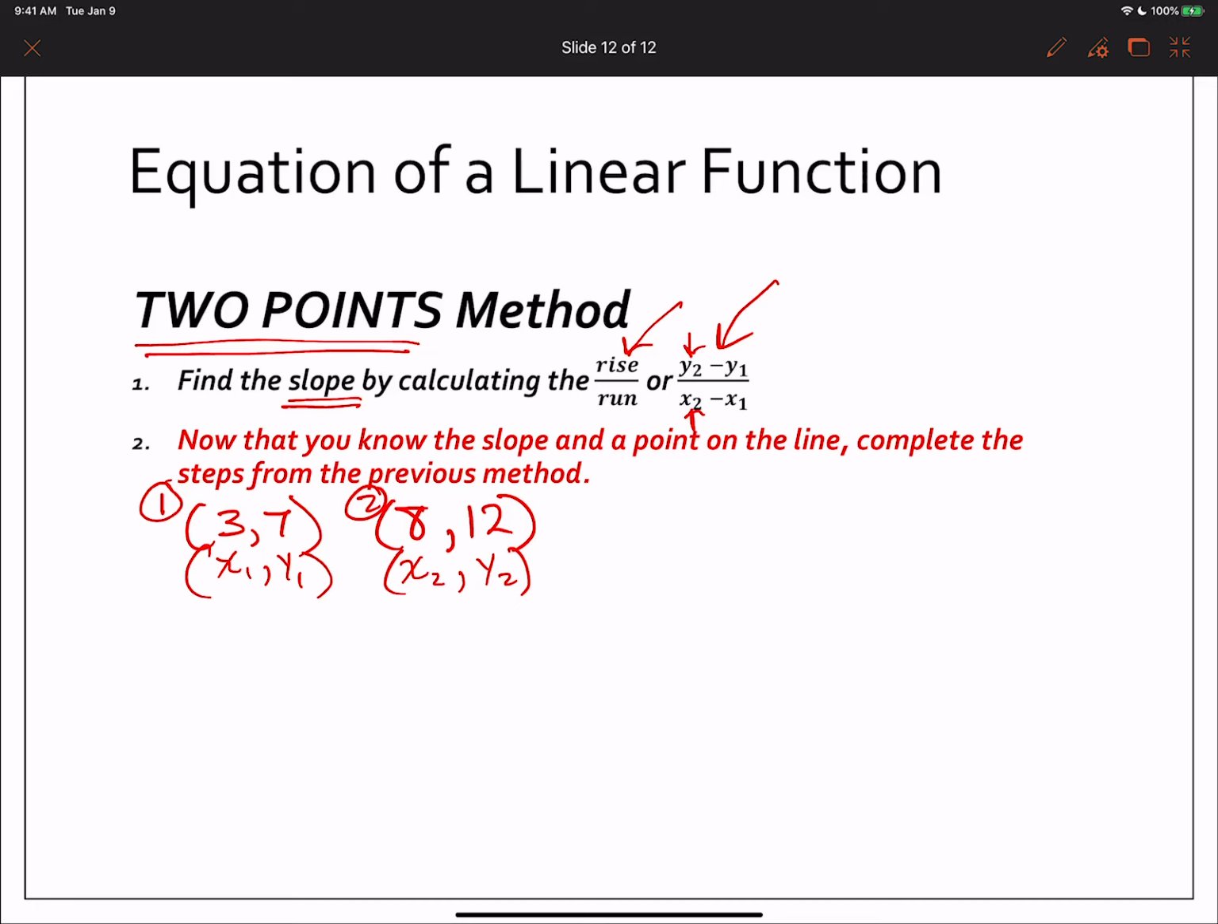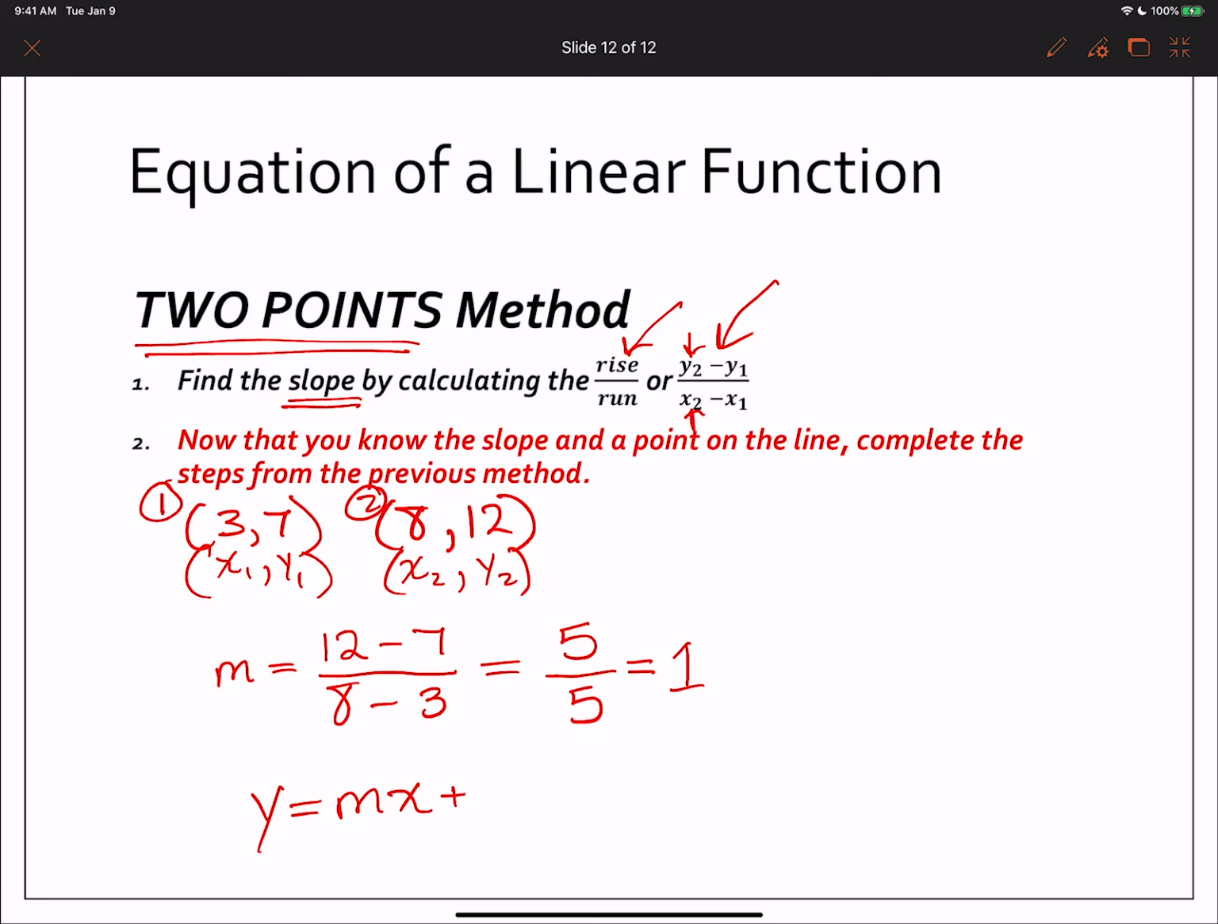So let's find the slope. m is going to equal the slope, which is y2 minus y1. So we have 12, which is y2, minus y1, which is 7, divided by 8, which is x2, minus 3, which is x1. And at the top, we get what? 5. In the bottom, what do we get? 5. And we do 5 divided by 5, and what do we get? 1.